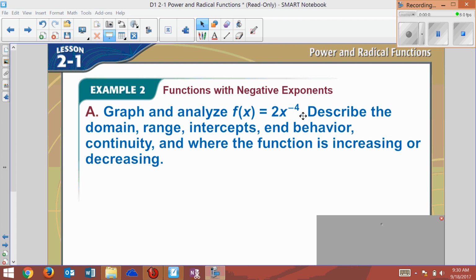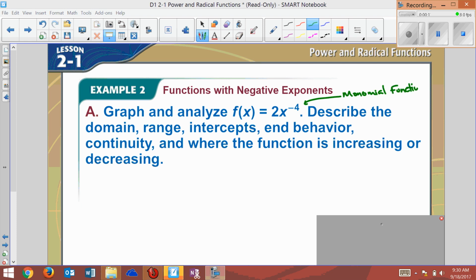Now let's look at some with negative exponents. So typically when it's a negative exponent, they will only call this a monomial function. That's typically how, let me make sure I spell that right, monomial function. That's typically where we'll separate. They'll refer to a power function typically as being positive, monomial as being negative with one term. That's kind of how you separate for the most part.